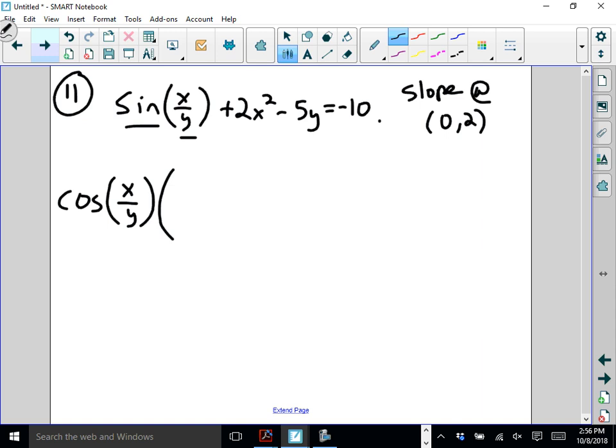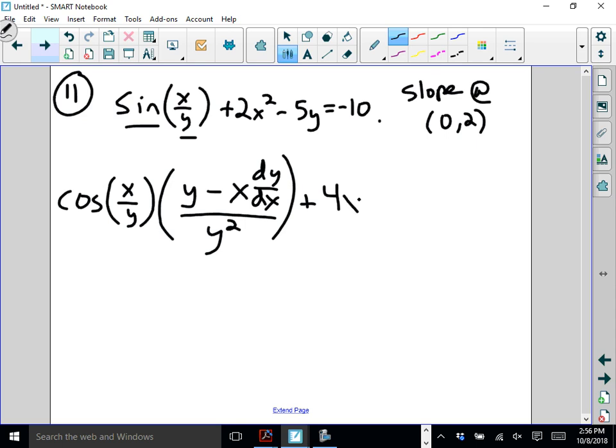So the derivative of the top is 1 times the bottom is y minus the top times the derivative of the bottom all over the bottom function squared. So that's the whole messy answer to the derivative of sine of x over y. I'm going to finish out my derivative here and got plus 4x minus 5, don't forget your dy dx, equals 0.